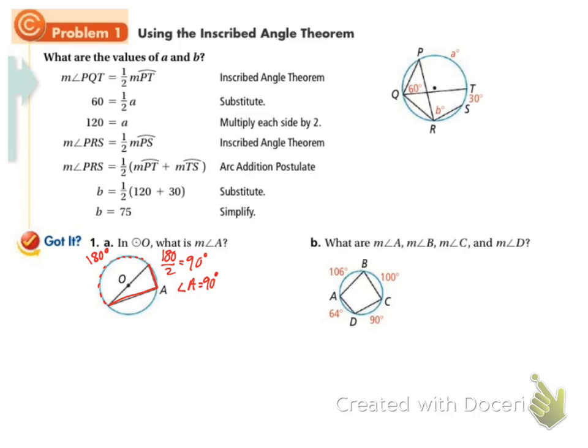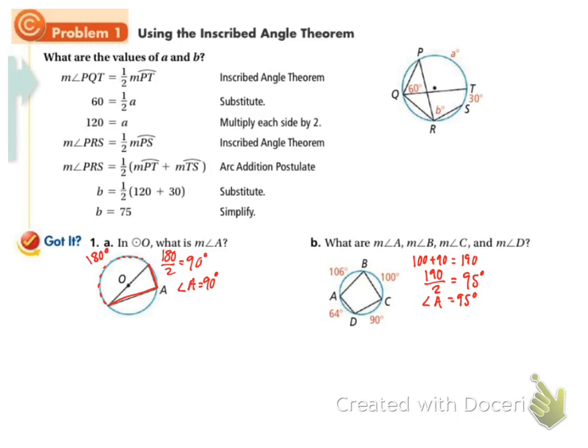Okay, this is going to take a couple of colors here. Let's start by looking at angle A. So angle A goes with this arc. Okay, so it goes with the 100 and the 90 degrees, right? So we do 100 plus 90, which is 190. And if we divide that by 2, we get 95 degrees. So angle A is equal to 95 degrees. So there's our first one.